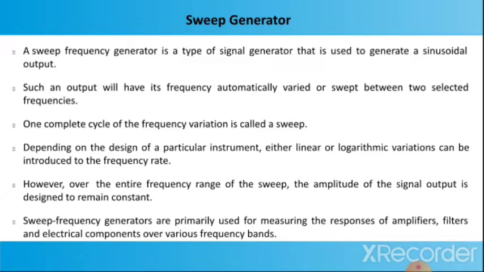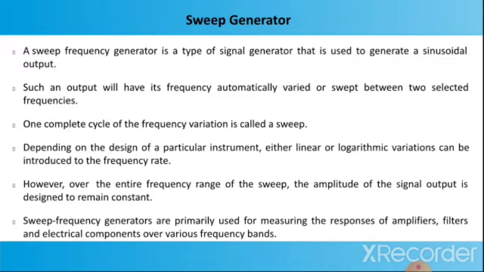So a sweep frequency generator is a type of signal generator that is used to generate a sinusoidal output. Such an output will have its frequency automatically varied or swept between two selected frequencies. One complete cycle of the frequency variation is called a sweep. Depending on the design of a particular instrument, either linear or logarithmic variations can be introduced to the frequency rate. However, over the entire frequency range of the sweep, the amplitude of the signal output is designed to remain constant.